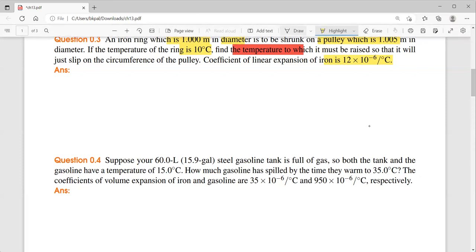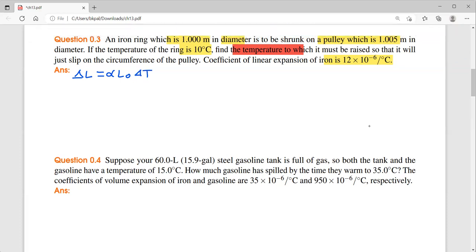So let's see how to calculate. Again, the starting point is this equation: delta L is equal to alpha times the initial length times delta T.